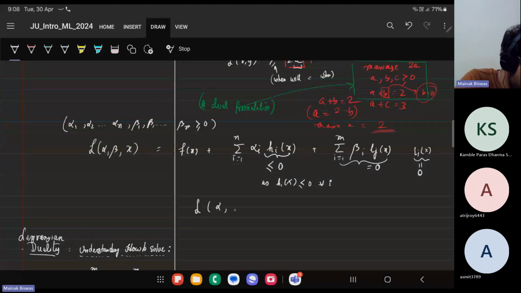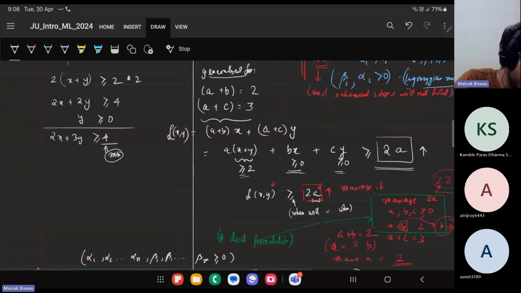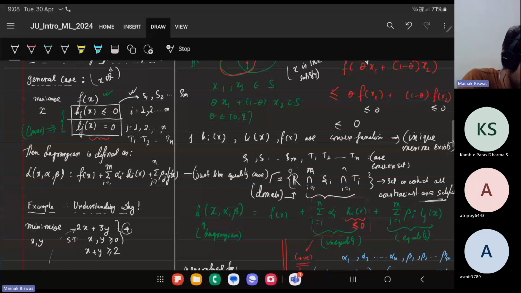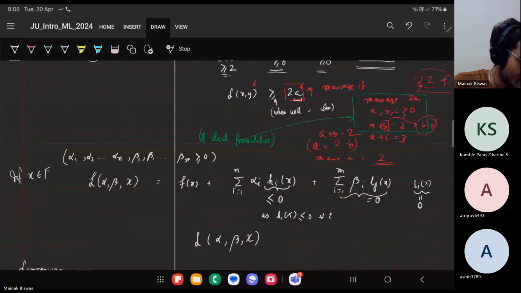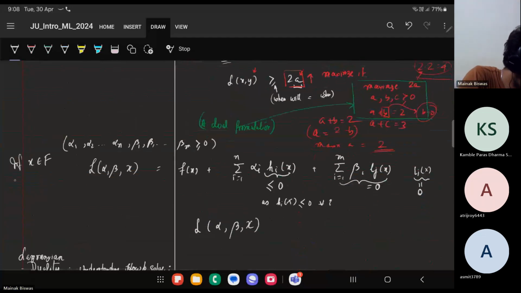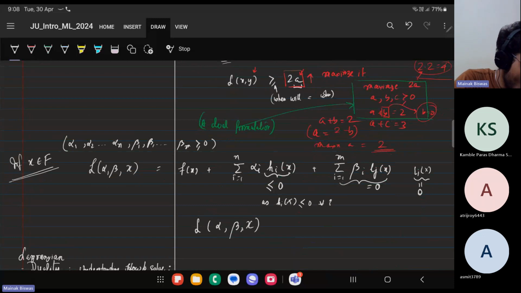So what do I know? I know alpha, beta, x, right? If x is in the feasible set. So let us denote the feasible set that we have defined over here as F. If x is in the feasible set F, then L of alpha, beta, x has to be what? Greater than or lesser than f of x? Tell me.